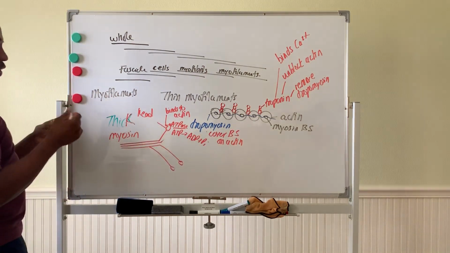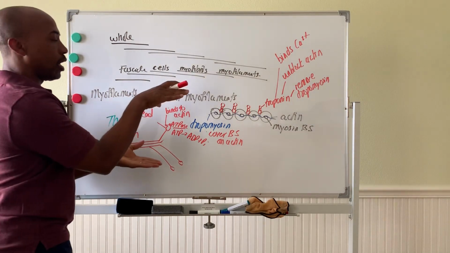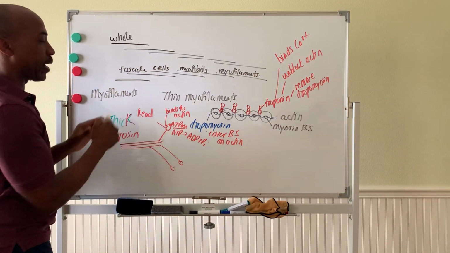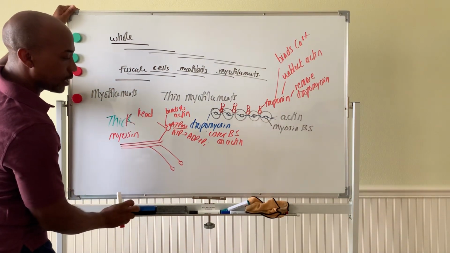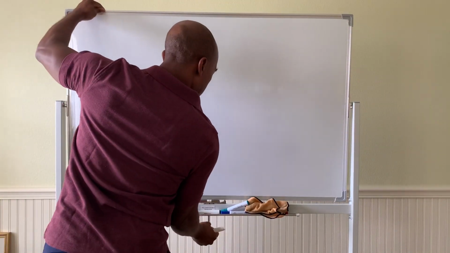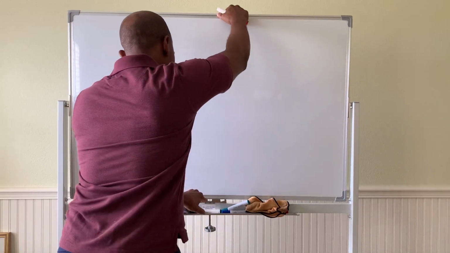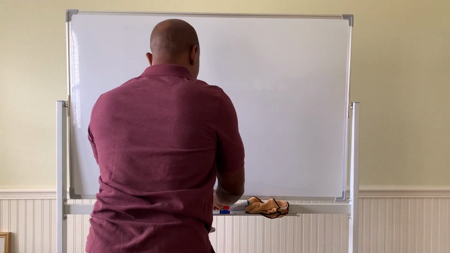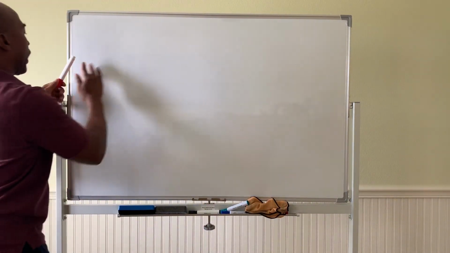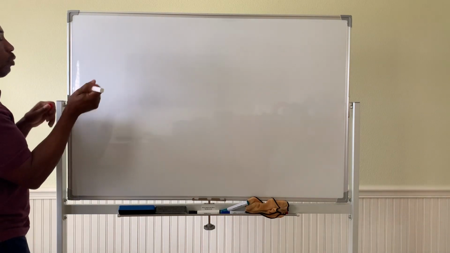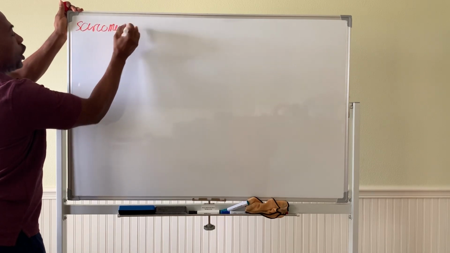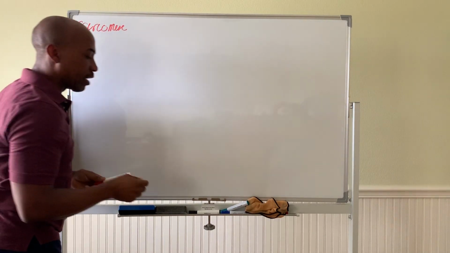It grabs it. So let's look at how these thin and thick myofilaments are arranged inside of your myofibers. Let's turn this board over. Okay. So let's arrange your thick and thin myofilaments in what we call sarcomeres. Sarcomeres are just the units of arrangement of your myofilaments.